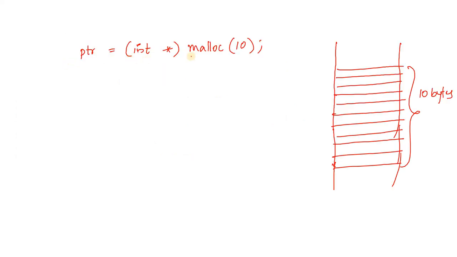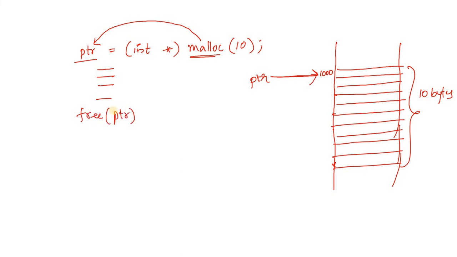See this example. Here by using the malloc function, I am requesting 10 bytes. These are all the 10 bytes that are allocated, and we know that malloc returns the address of the first byte. For example, the address of the first byte is 1000. So this 1000 is stored in a variable called ptr. Now later you have to deallocate memory, right? So whenever you write free of ptr, all the contents inside these 10 bytes will be deleted.